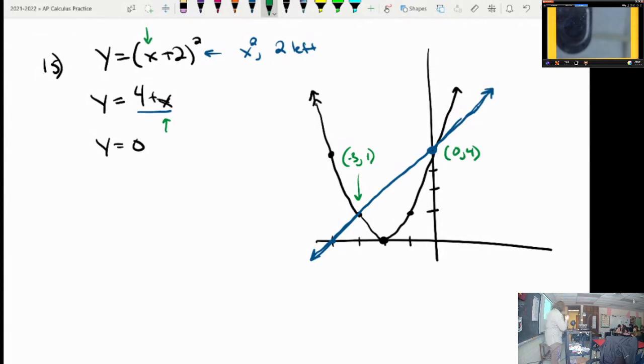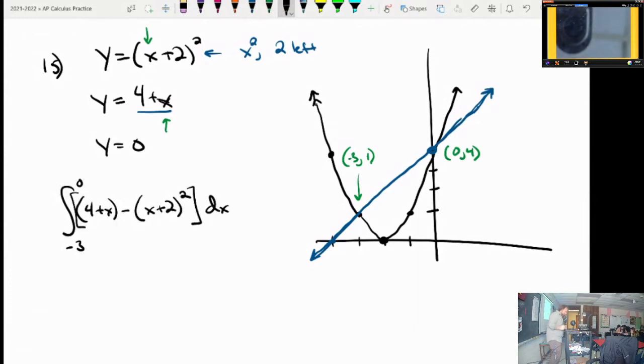Because all we're going to do here is I think we can do this with vertical rectangles, because the linear function is always on top of the quadratic function. So let's make this the integral from -3 to 0 of quantity 4 plus x minus the quantity x plus 2 squared dx.